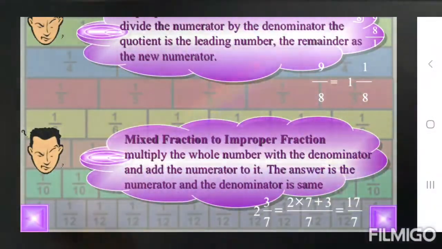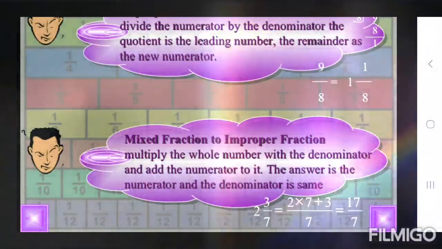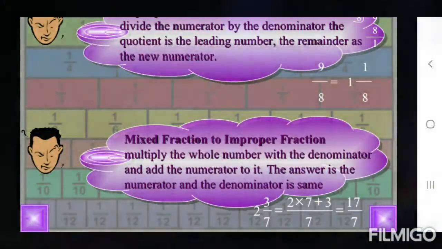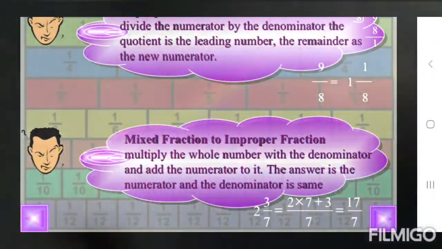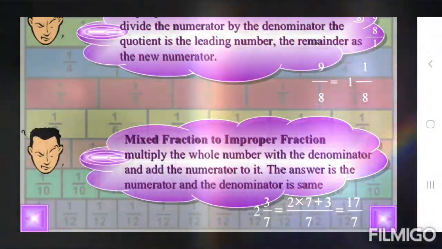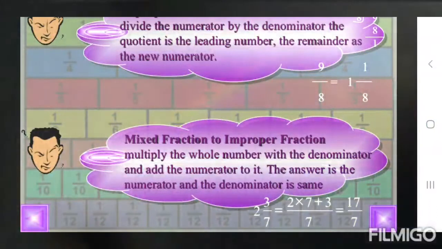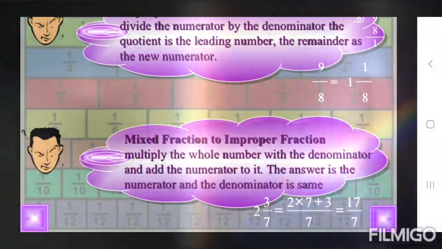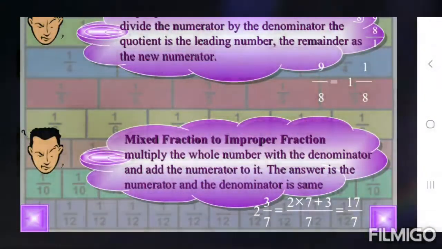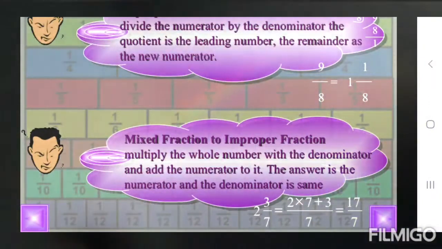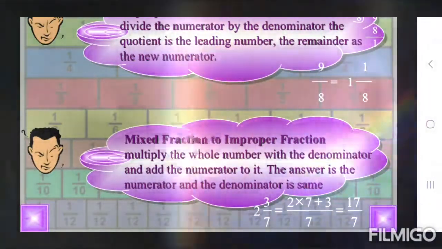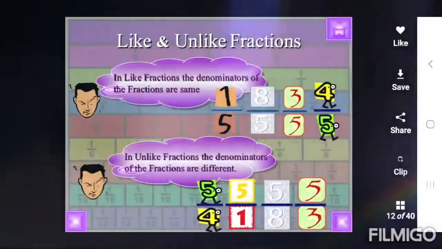We multiply 7 by 2. So here 2 is a whole number. So whole number is multiplied by the denominator. And the numerator is added to the product. 2 sevens are 14 plus 3 is 17. 17 upon 7. So 2, 3 upon 7 is converted to improper fraction in this manner.